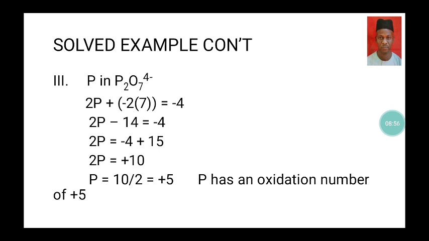We have 2P here. 2P minus 14 is equal to -4, so 2P is equal to -4 plus 14. It's supposed to be plus 14. It will be 2P is equal to -4 plus 14, which is +10, so P is equal to 10 divided by 2, which will give us 5. Therefore, the oxidation state for P is +5.